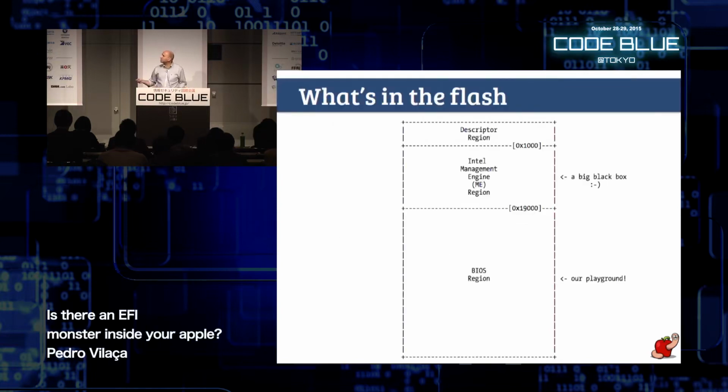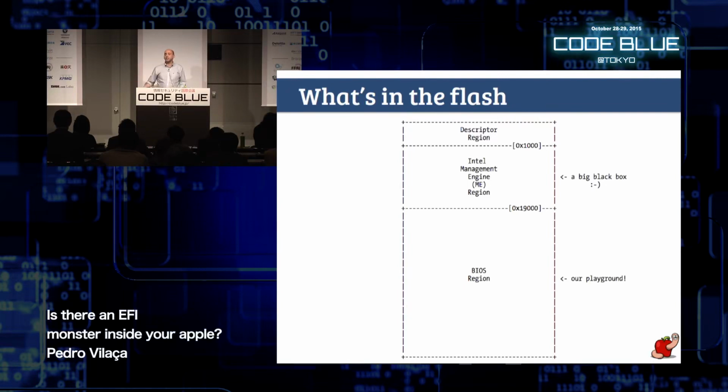This is one example of the content. You always see this. This is the descriptor region, which says the content is here, there, and there, and there, this type of content. This is the Intel Management Engine contents.